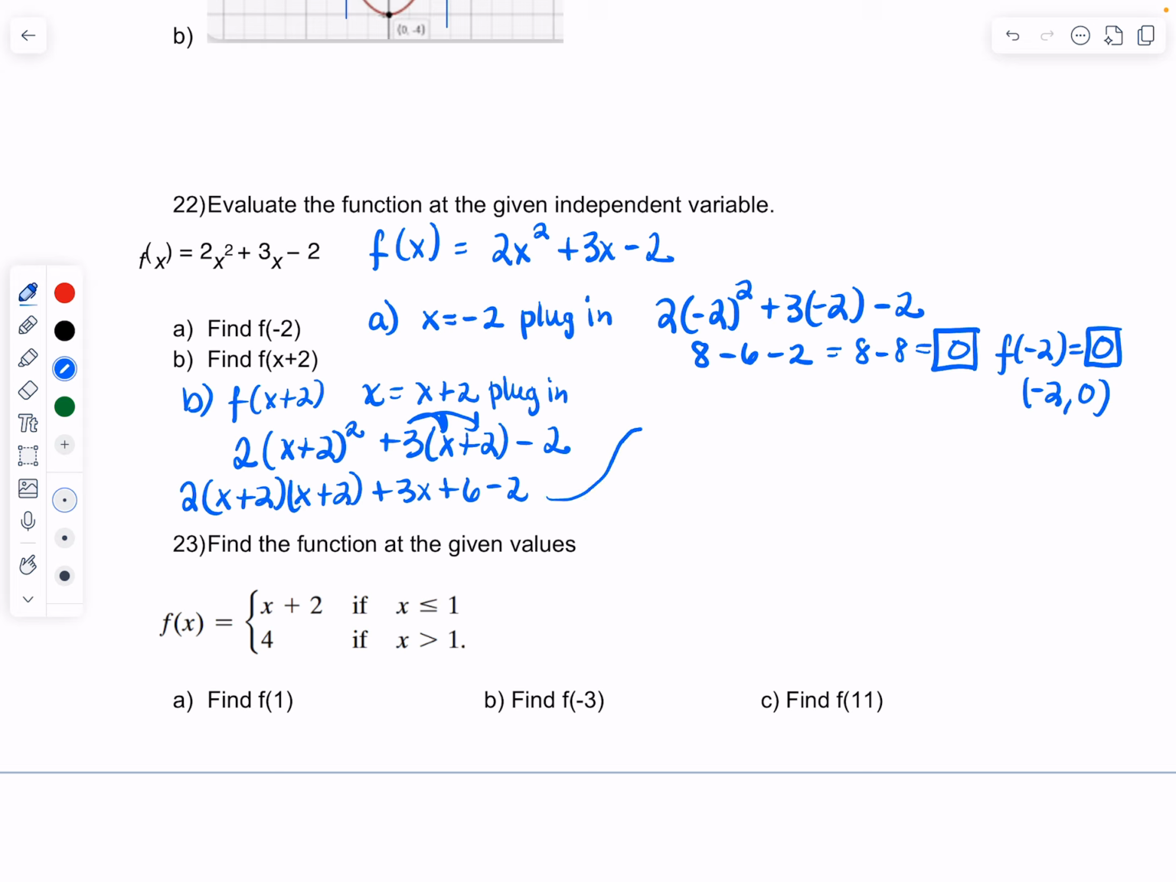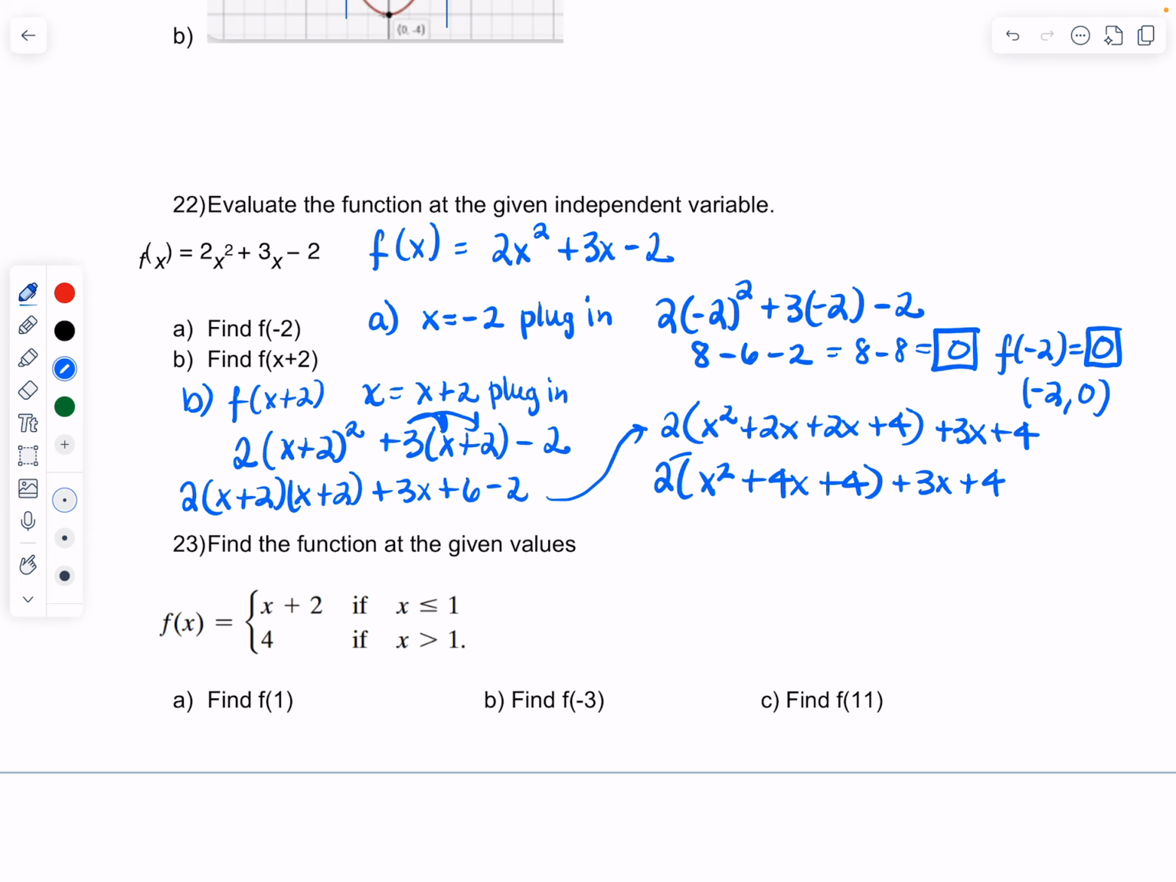Okay, now I work on this. x times x is x squared. x times 2 is 2x. 2 times x is 2x again. And then 2 times 2 is 4. So I get that, and then plus 3x. We can simplify this by doing 6 minus 2, which is 4. All right, so now I have to distribute this 2 and combine like terms. So 2 times x squared plus 2x plus 2x is 4x plus 4, plus 3x plus 4.